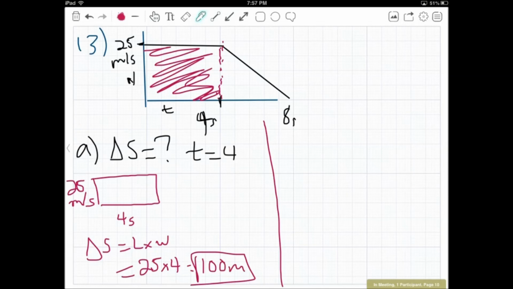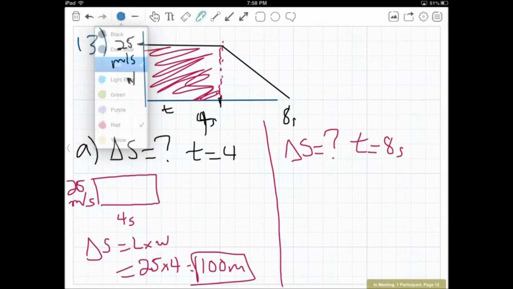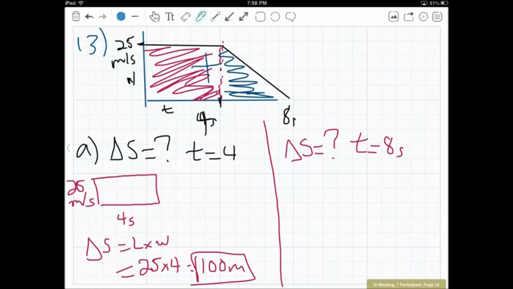Part B says, what is the object's total displacement? So we're looking for delta S over the whole time, which is 8 seconds. Two ways you could do that. Well, really there's only one way. What I have to do to find the total displacement is now find the area here and add it to the one I just found.